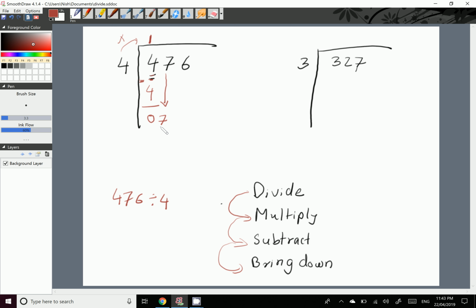So here now we're trying to get to number 7. Again, we do the 4 timetable. Now the timetable is the basic core for division. If you know your timetables well, you can easily get to any answer or easily resolve any division problem.